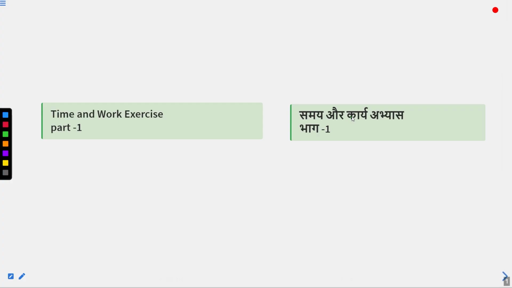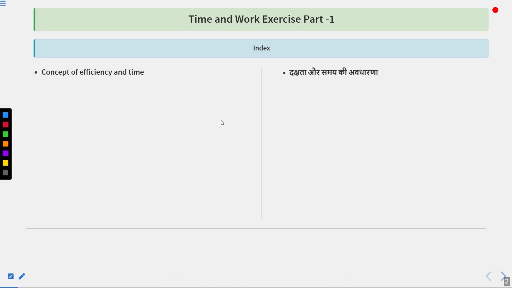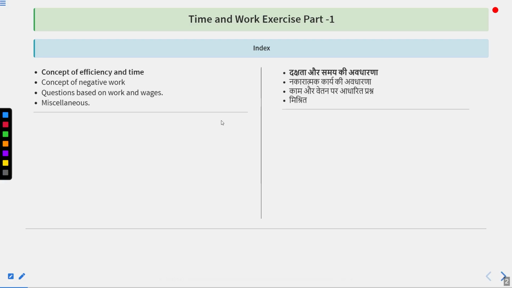In this exercise, we are going to do questions based on the concept of efficiency and time, the concept of negative work, questions based on work and wages, and miscellaneous questions.